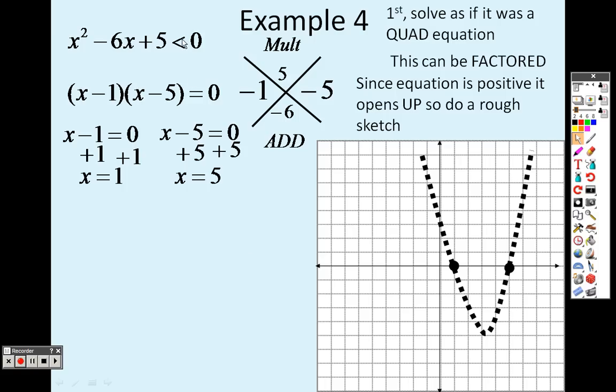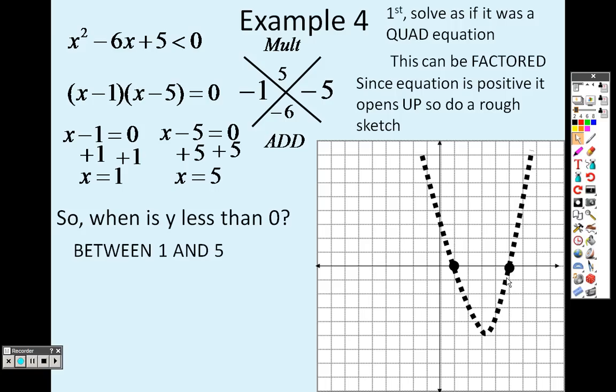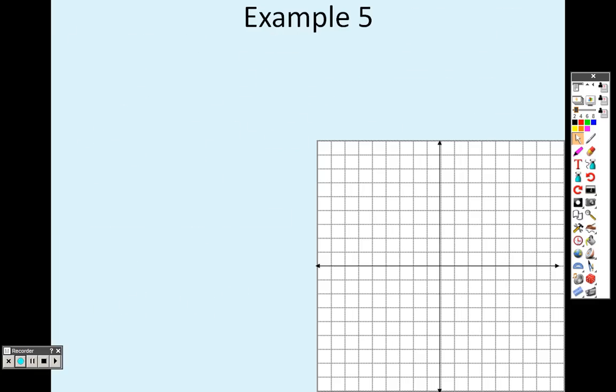I want everything that is less than 0. See that? Less than 0 is everything down here. Everything down here is less than 0. So when is y less than 0? It's going to be in between these two. This curve right here is where it's less than 0, between the 1 and the 5. So your answer is between 1 and 5: 1 < x < 5.